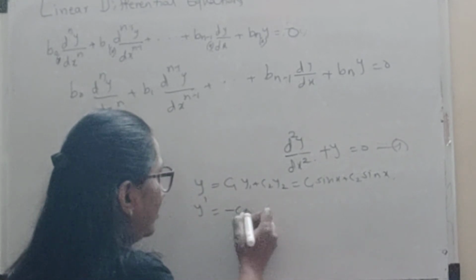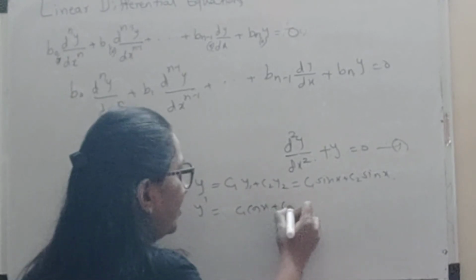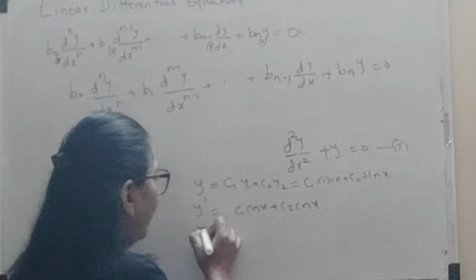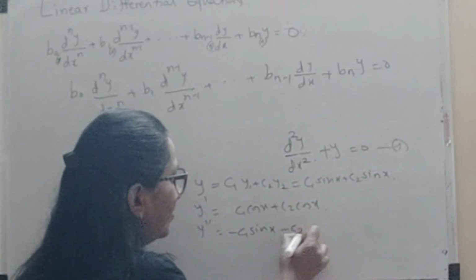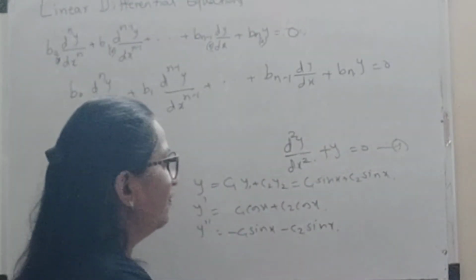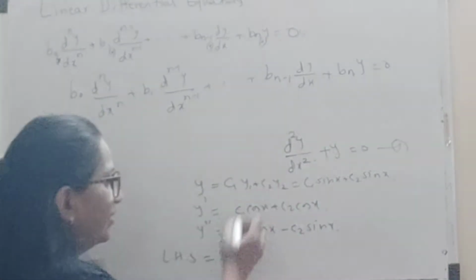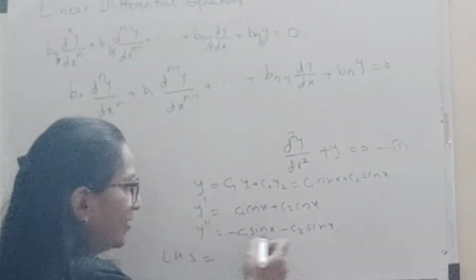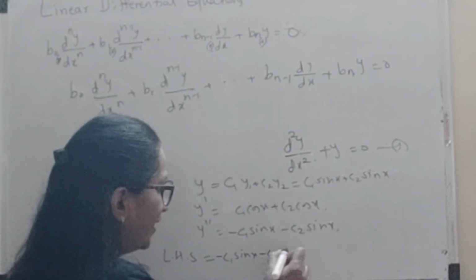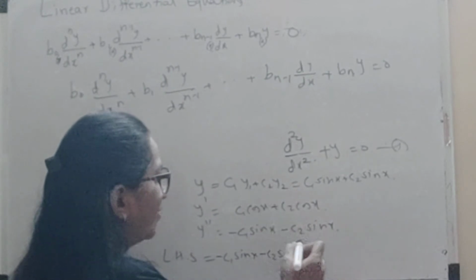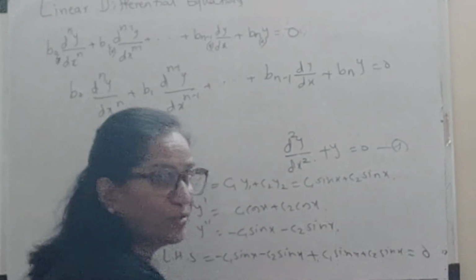Now, y prime is minus C1 cos x plus C2 cos x. Y double prime is nothing but minus C1 sin x minus C2 sin x. So, if I replace in the LHS, the LHS of equation 1 is the second order derivative of y, which is y double prime. So, that is minus C1 sin x minus C2 sin x plus y. What is y? Y is C1 sin x plus C2 sin x. And obviously that is equal to 0.